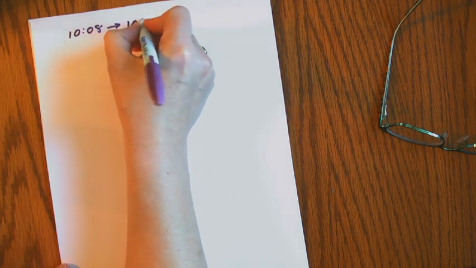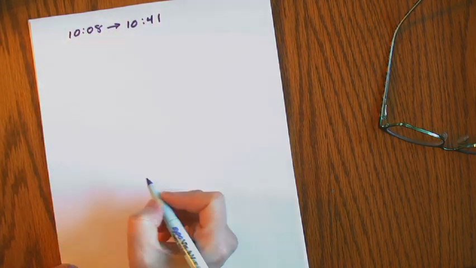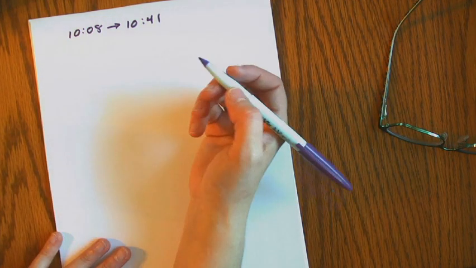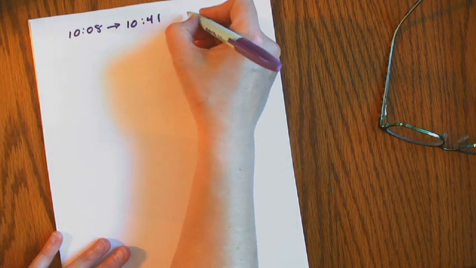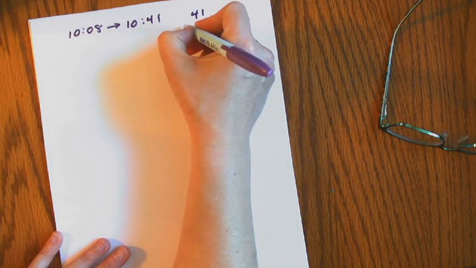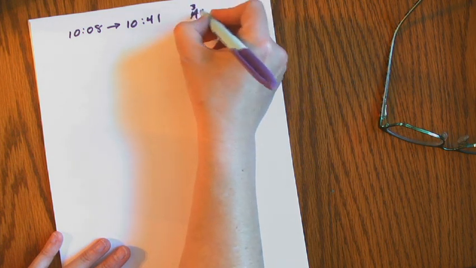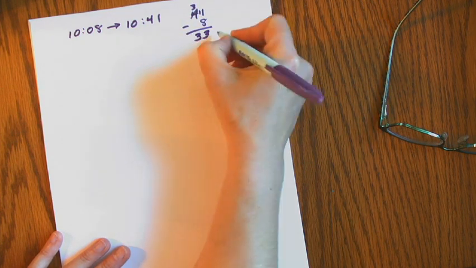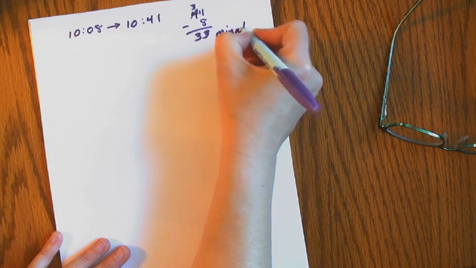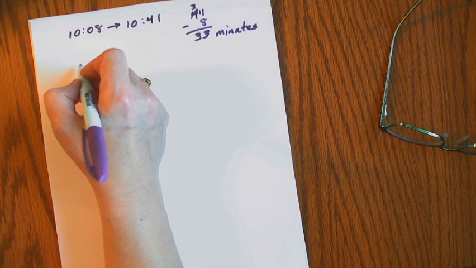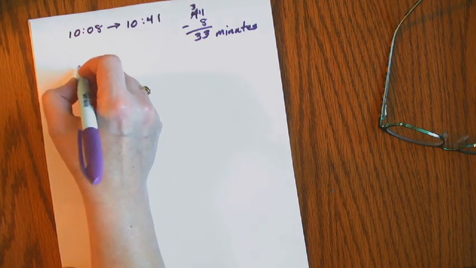it at 10:41. Since that's all within that 10 o'clock hour, all I need to do is worry about the minutes that have gone by, so I can simply subtract. 41 minus 8 is a difference of 33 minutes. So that wasn't so bad. It gets slightly more complicated if we don't keep it within the span of that 1 hour.